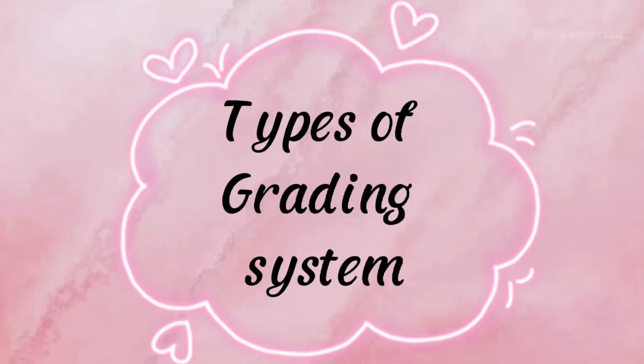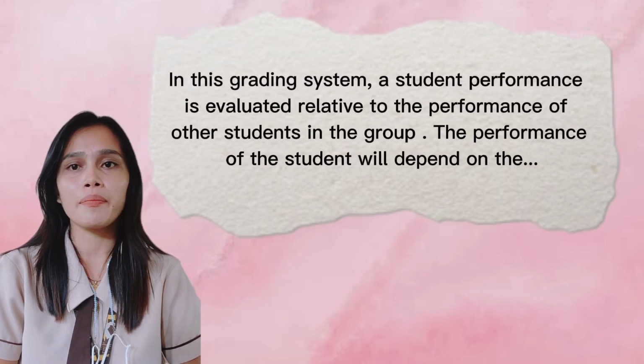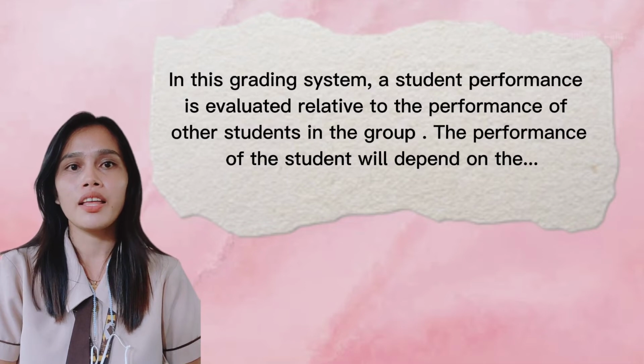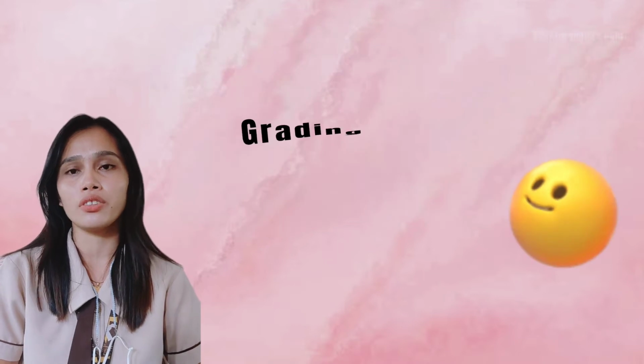Types of grading system. And now, let's go to the other types of grading system. There are 2 types of grading system. One, norm reference grading system. In this grading system, a student's performance is evaluated relative to the performance of other students in the group. The performance of a student will depend on the performance of other students in the class. Norm reference grading system is also known as grading on the curve.